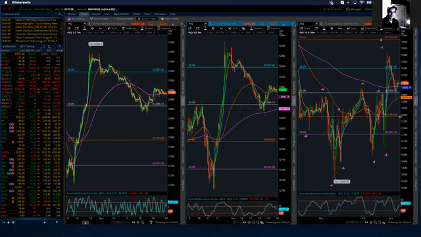Hopefully this all waits until we get back on board tomorrow morning, unless you trade all night. In that case, trade Globex and have a party.